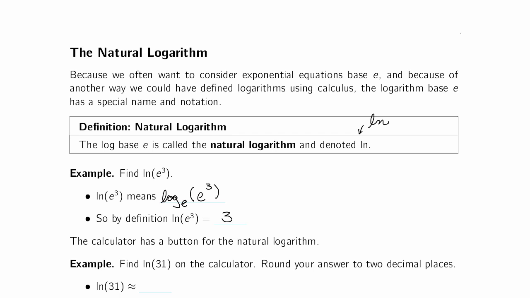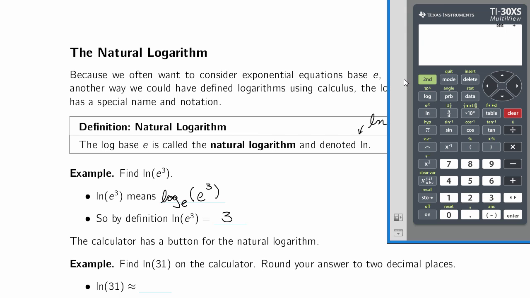Interestingly, the natural log has a button on the calculator, just like the common log does. It comes up so often that it gets its own button on the calculator. On this calculator, ln is just right underneath log, which is right underneath second. If you have a different calculator, it's probably somewhere different, but it's usually either above or below the key for the common log. So we can compute this on the calculator.